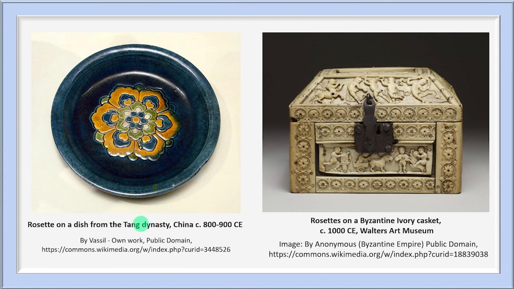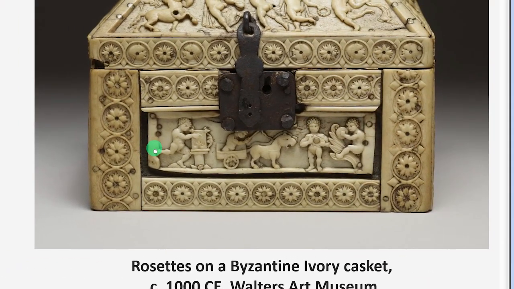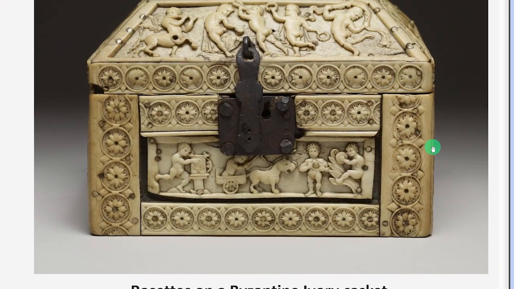And this is on a dish from Tang Dynasty, China. Same time period, 800 to 900 CE, rosette on a dish. So we have them in Mayan civilization, we have them all across the world, in China, India, Europe. So they are everywhere. And this is a Byzantine ivory casket, and you can see rosettes carved on these, like small little medals all around it.